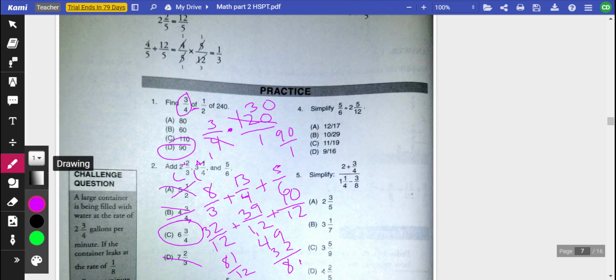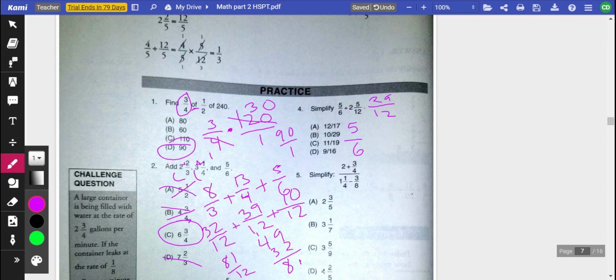Then our next one here, we're being asked to divide. So 5 over 6 divided by 2 and 5/12. So first things first, my 5 over 6 stays. My mixed number here, I have to change into an improper fraction. So 12 times 2 is 24. 24 plus 5 is 29. So this is really 29 over 12.